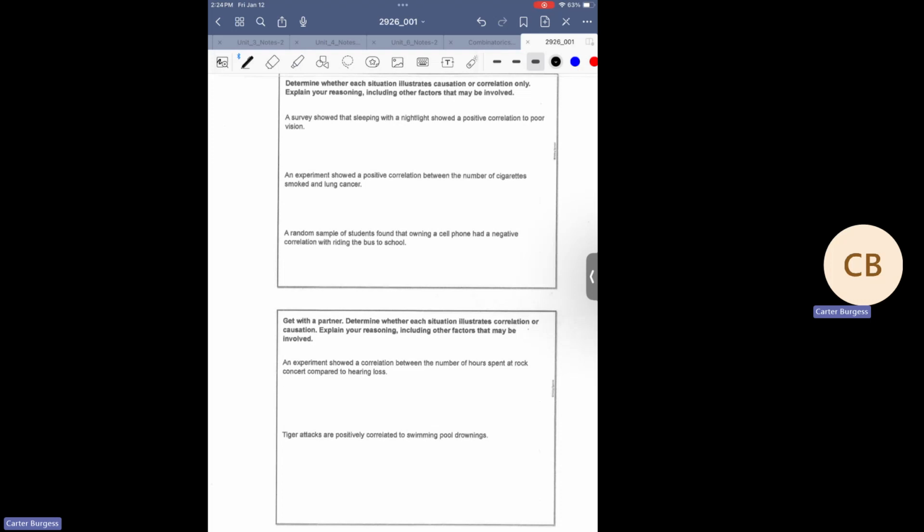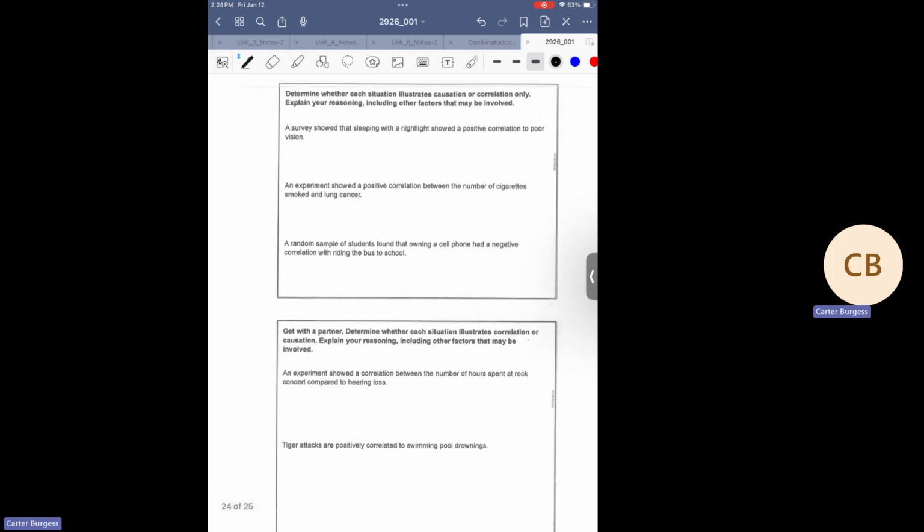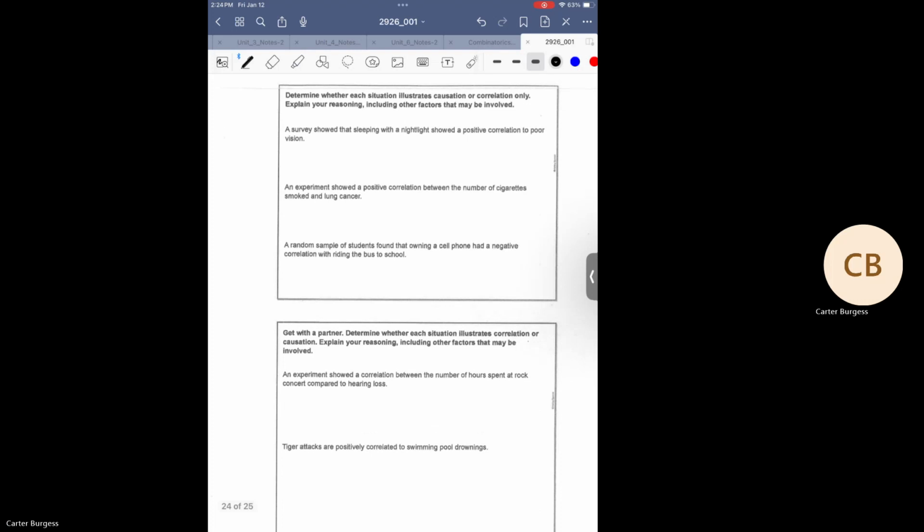Okay, so taking a look at what we have here. For our first example, survey showing that sleeping with a nightlight has a positive correlation with poor vision. Causation or correlation? Correlation. What is distinctly missing?